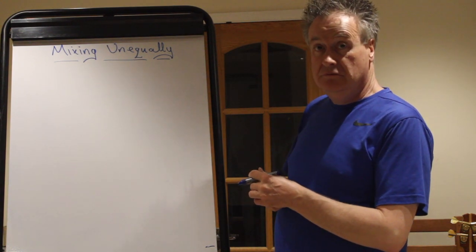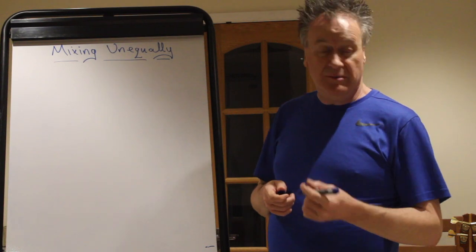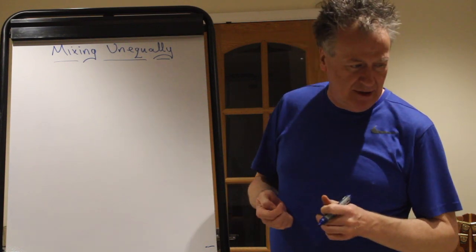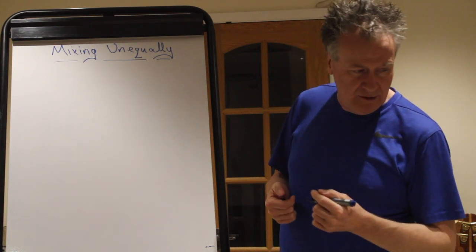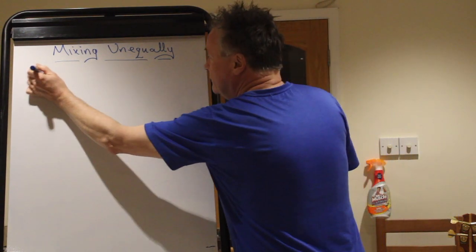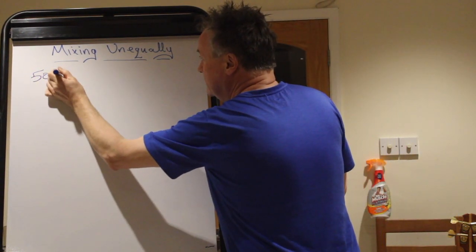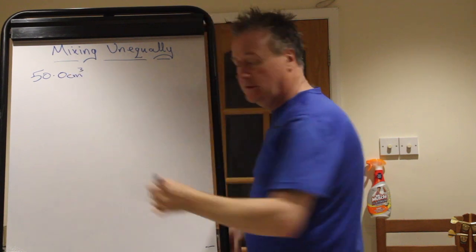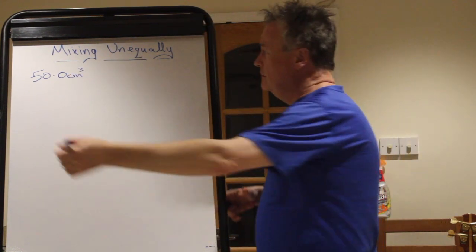All we've got to do, have a question. Now I pre-prepped some questions so we don't have to think, we punch in a calculator. So we just need to write what we're doing on the board. So, first thing, 50 cubic centimetres of hydrochloric acid.